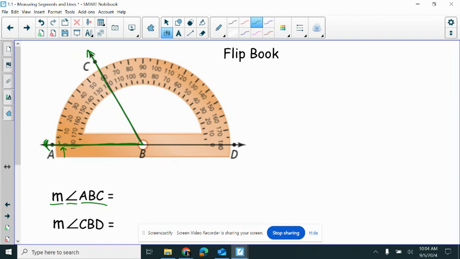So from the 0, we're going to go up to the 60. So the measure of angle ABC is 60 degrees.